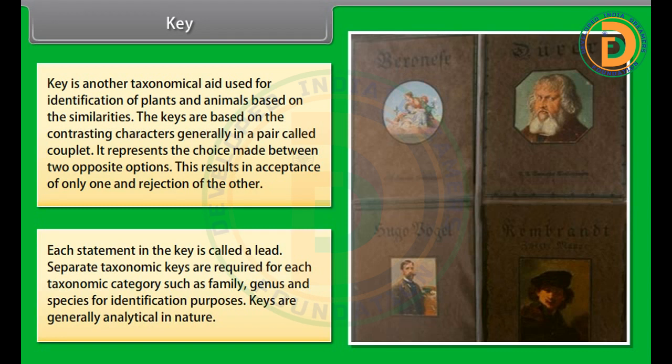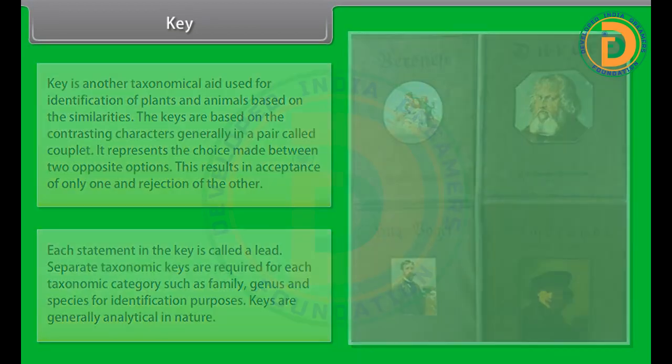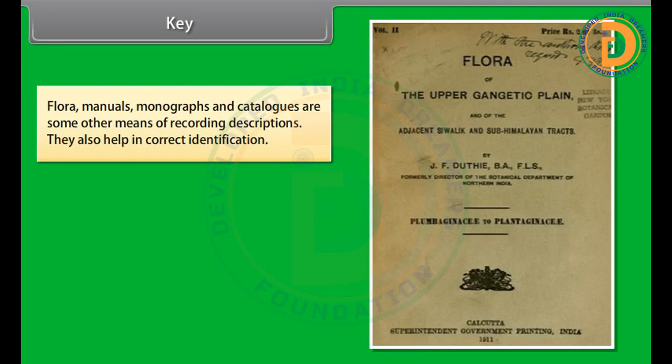Separate taxonomic keys are required for each taxonomic category such as family, genus, and species for identification purposes. Keys are generally analytical in nature. Flora, manuals, monographs, and catalogs are some other means of recording descriptions. They also help in correct identification.